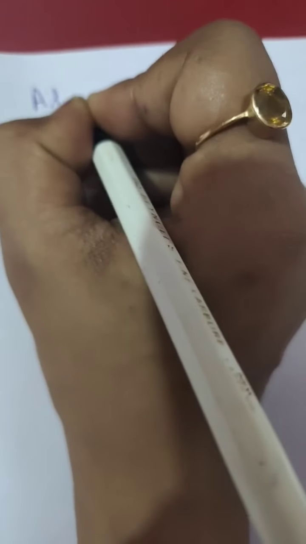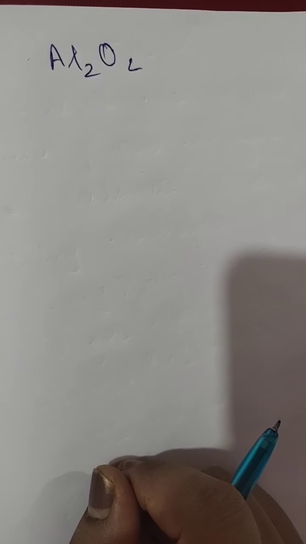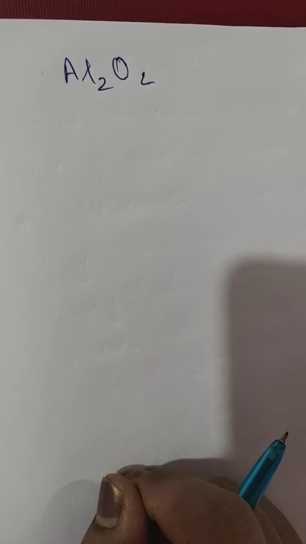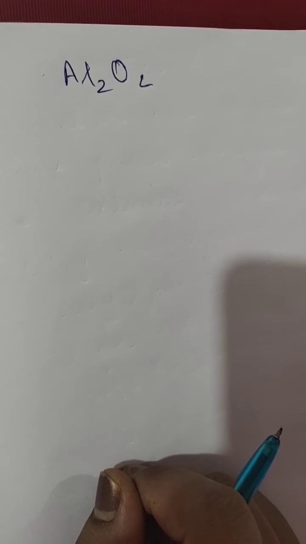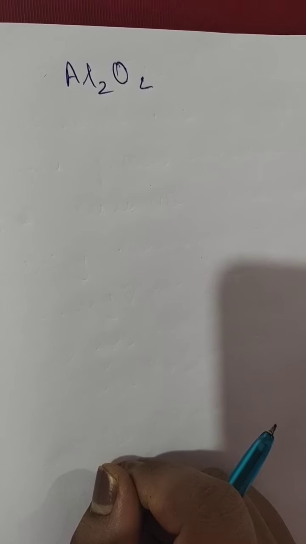Calcium and magnesium do not react with cold water, but they react with hot water. But aluminium does not react with hot water or cold water. It only reacts with steam. Okay, so here is the first reaction I'm writing. It's not a question actually, it can be asked in the form of a question: why is aluminium oxide considered amphoteric? Amphoteric oxides are those compounds which react with acids and also react with bases.